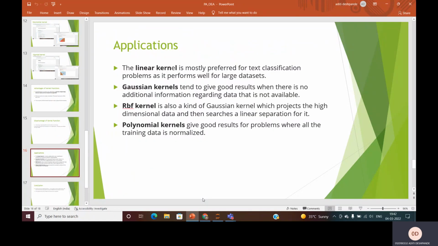Applications. SVM kernel functions have vast applications because the linear kernel is mostly preferred for text classification problems as it performs well for large datasets. Then Gaussian kernels tend to give good results when there is no additional information regarding the data, that is, when data is not available or unseen. The RBF kernel is also a kind of Gaussian kernel which projects the high dimensional data and then searches for a linear separation for it. Polynomial kernels give good results for problems where all the training data is normalized.